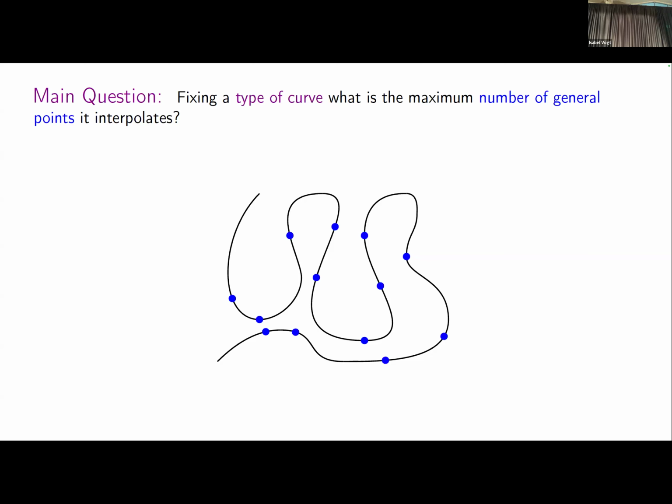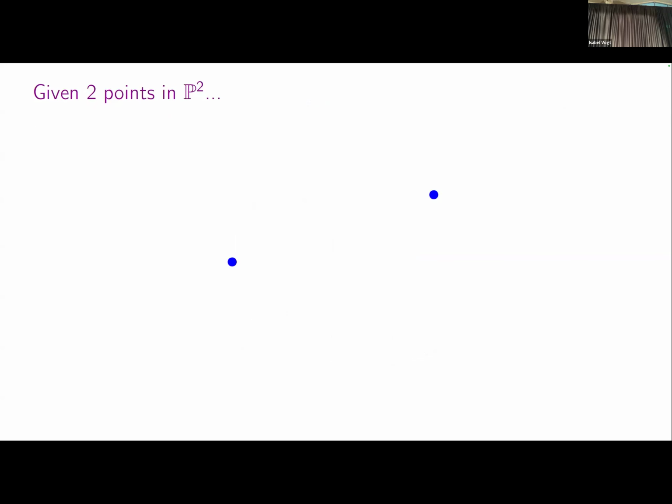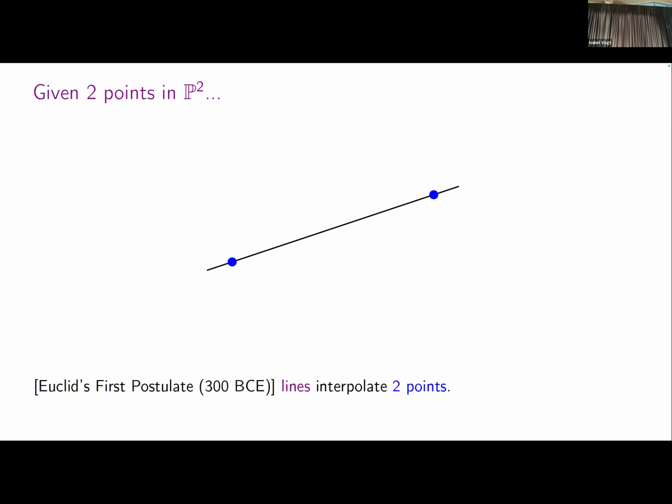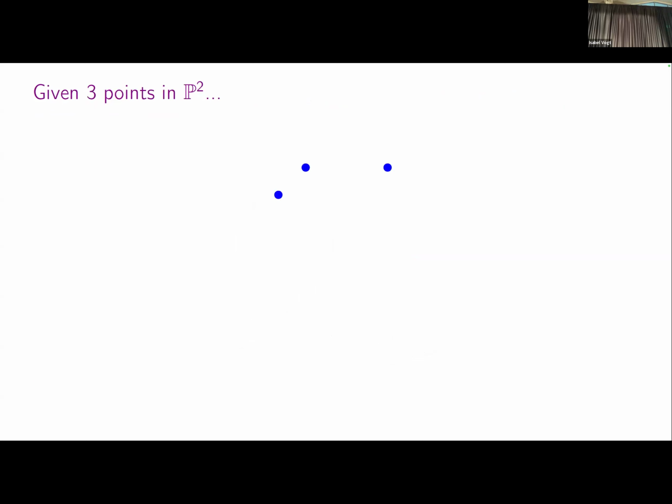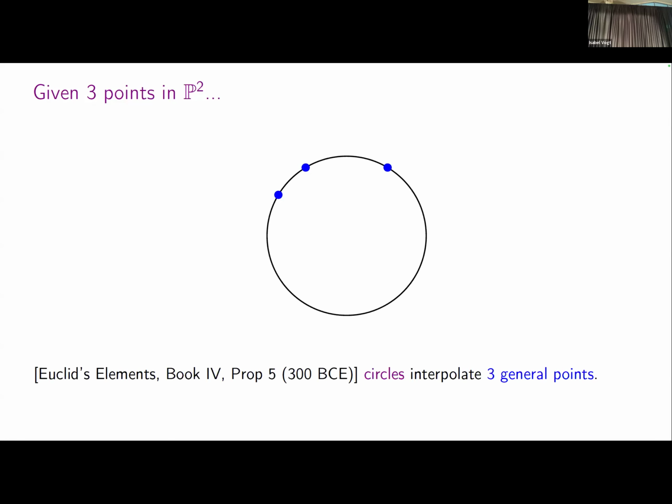Great. Okay, so as I said, audience participation. If I give you 2 points in the plane, what's the least complicated type of curve you can think of that interpolates them? Great, thank you. Nobody's shy. Lines. So yes, this was known to Euclid in 300 BC. Lines interpolate 2 general points. Great. Let's make it a little more complicated. What about 3 general points? Circles. You can do it with conics, but circles is even better. So yes, also known to Euclid, in case you want to look up the reference, it's proposition 5 in book 4 of the Elements.